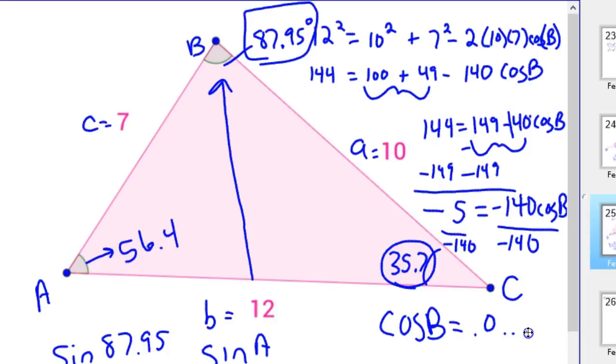So that's how you use the law of cosine. You only use it one time, and those are the two situations where you use it.